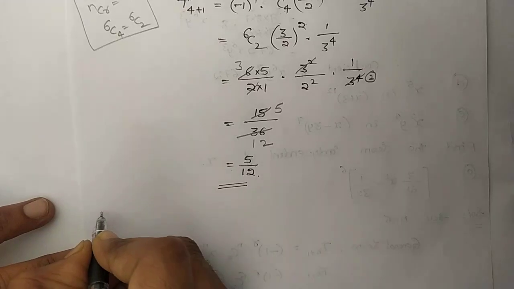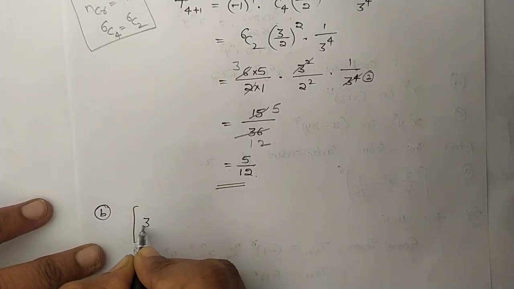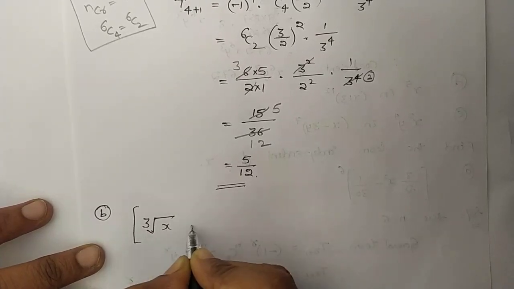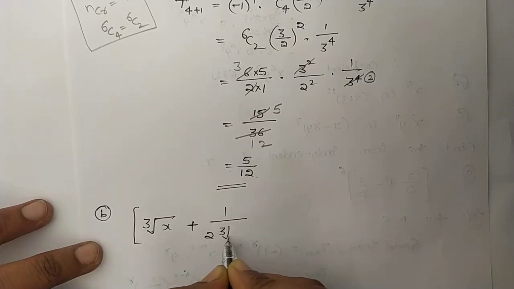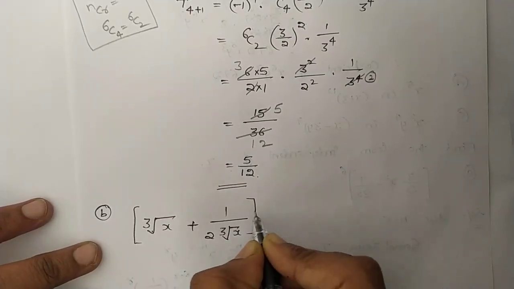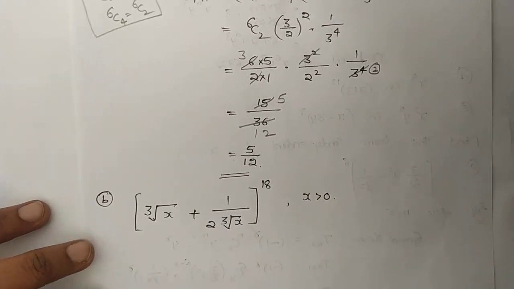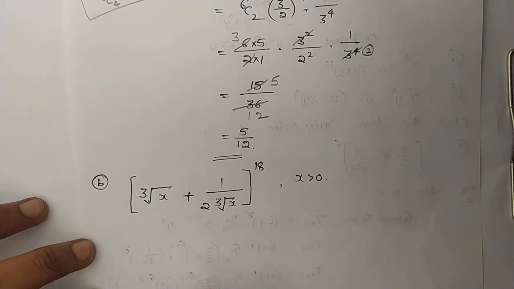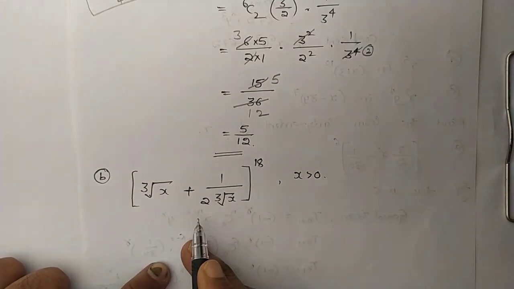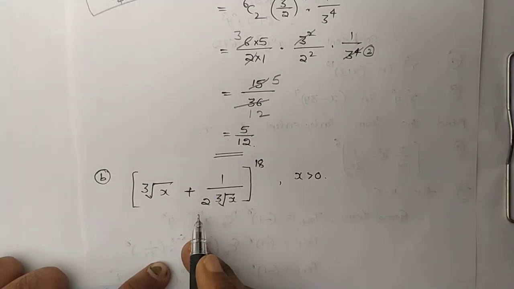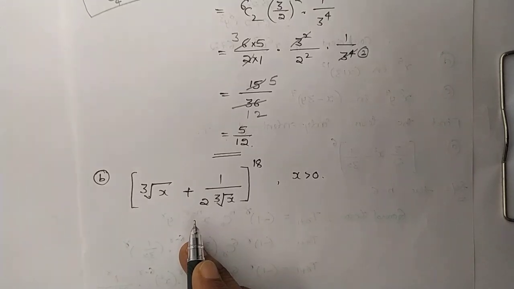Next, we have one more question, question B. You just try this question at your home: cube root x plus 1 by 2 into cube root x, whole power 18, x greater than 0. Let's see how many of you are going to solve this question. I will do this question in the next class.